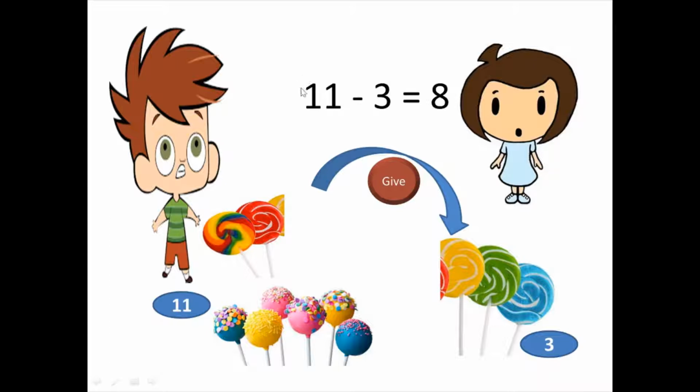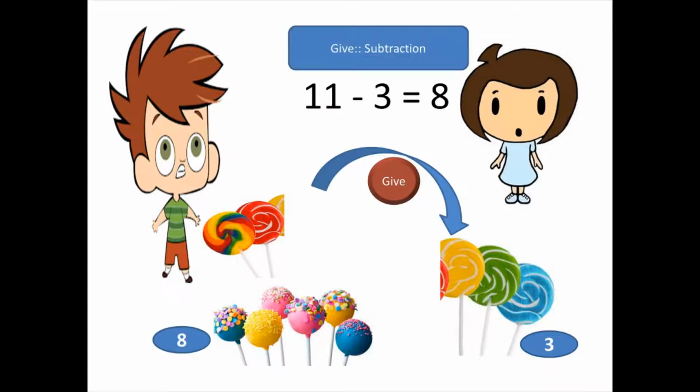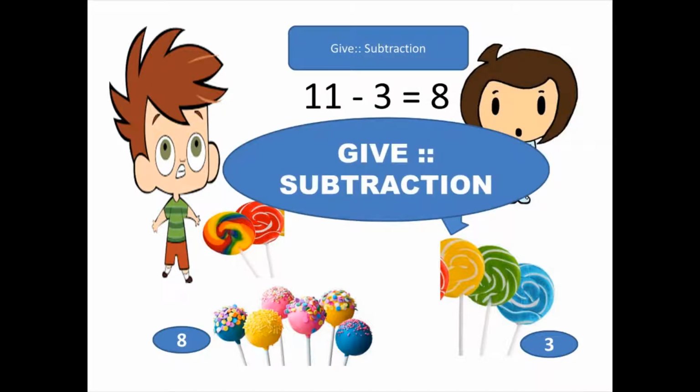We write in mathematics 11 minus 3 equals to 8. Okay? So whenever we give something to somebody, we do subtraction. Okay? Understood? Let's say one more time. Whenever we give, then we do subtraction in mathematics.